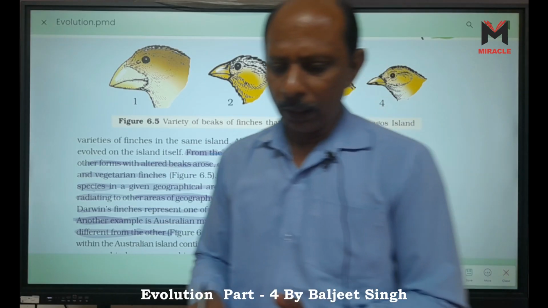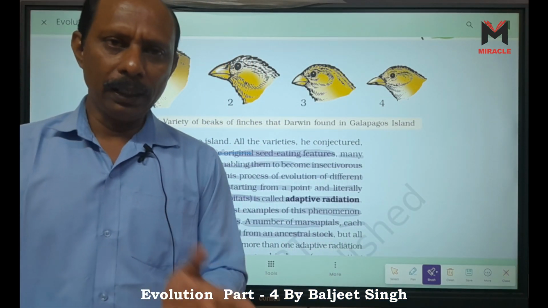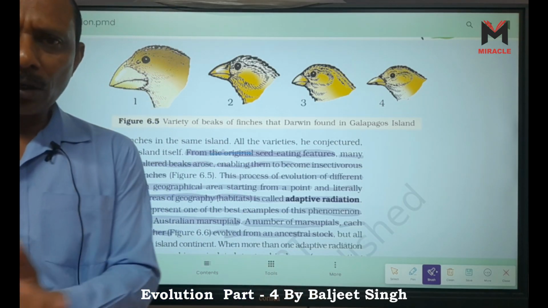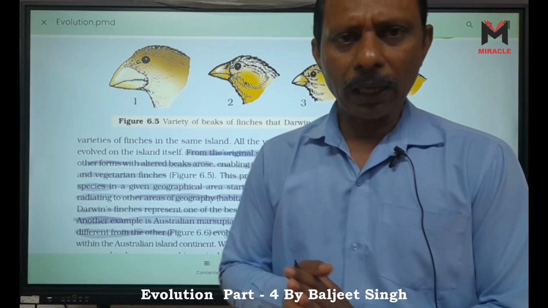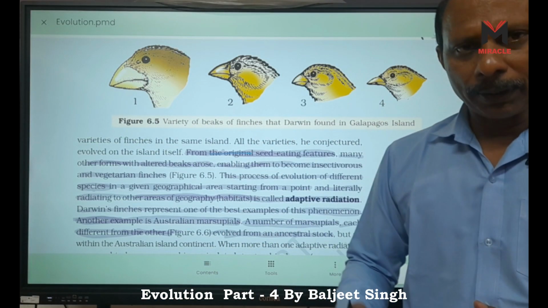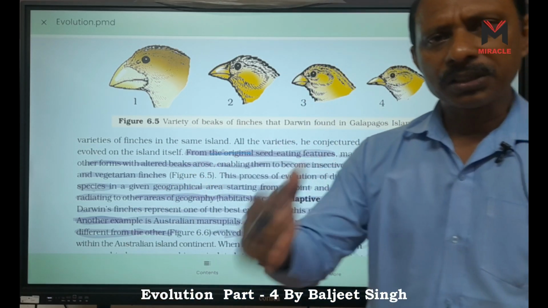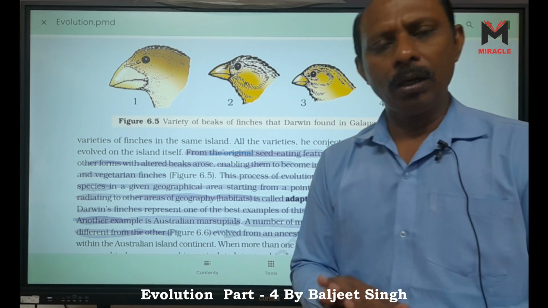Because when continental drift happened, initially Australia was a part of Asia. It was connected with Asia. But when continental drift happened, Australia separated from Asia. When Australia separated from Asia, at that time marsupials were present in Australia.